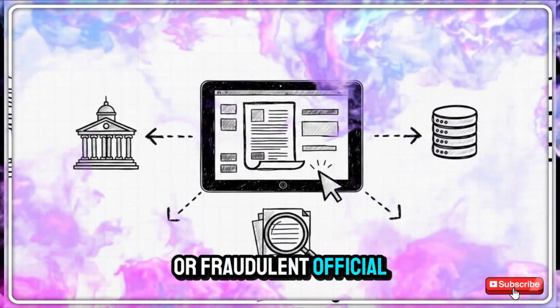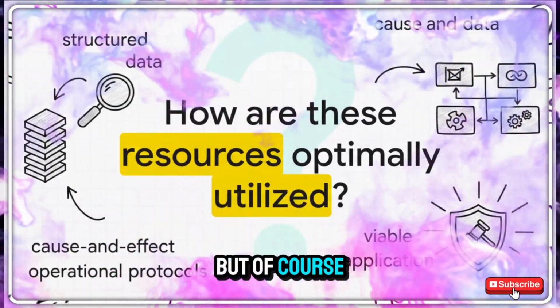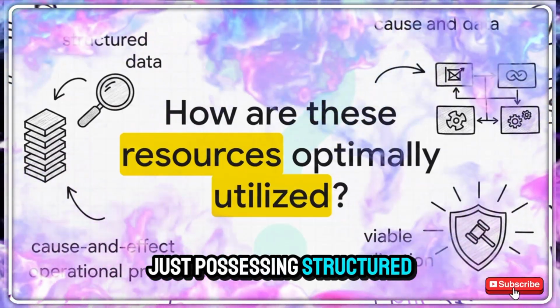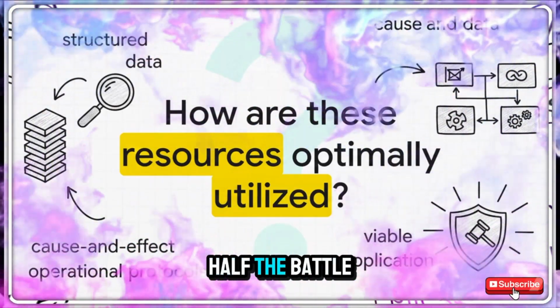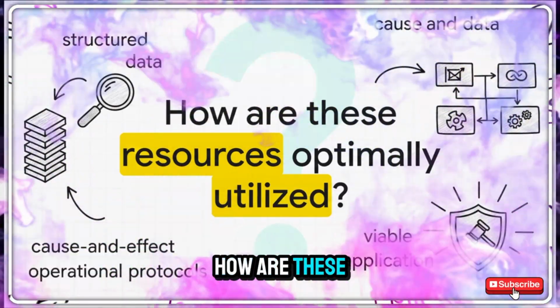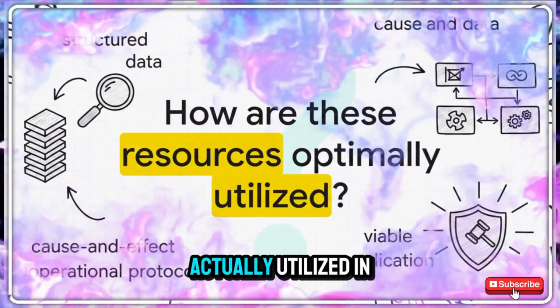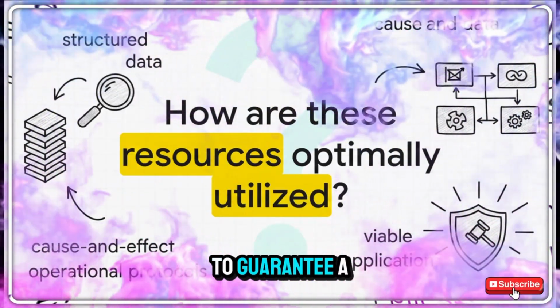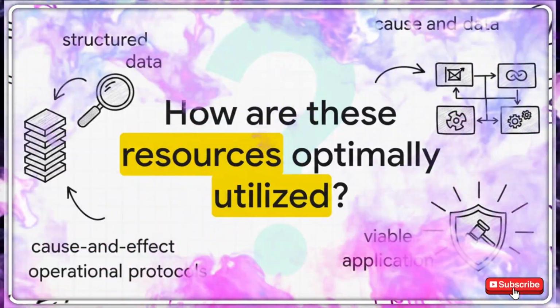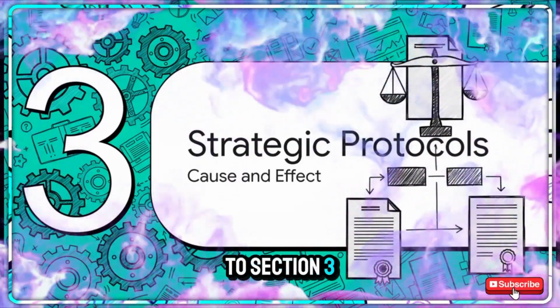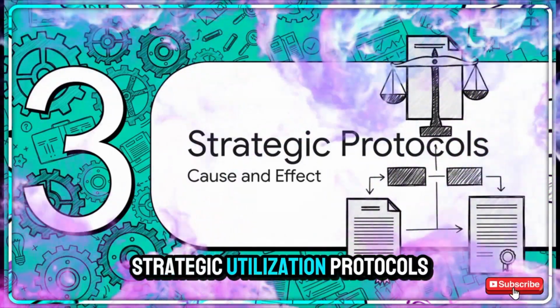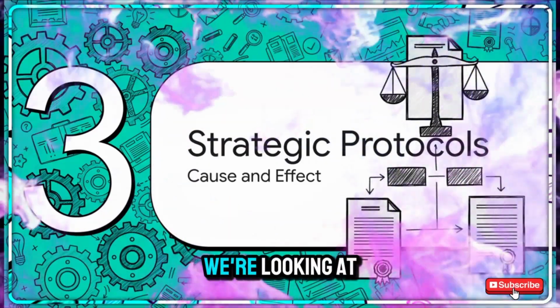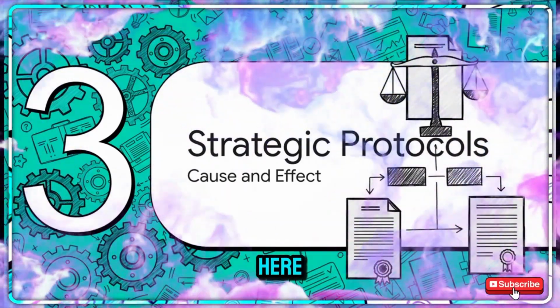But of course, just possessing structured data is only half the battle, right? So how are these highly organized resources actually utilized in practice to guarantee a viable application? Which brings us to Section 3, Strategic Utilization Protocols. We're looking at cause and effect here.